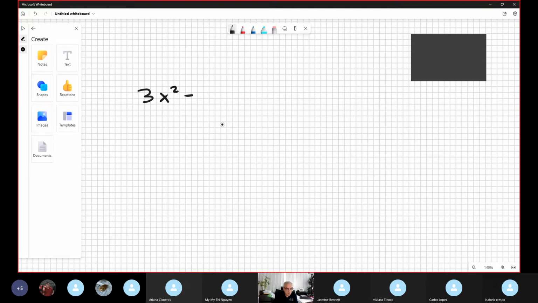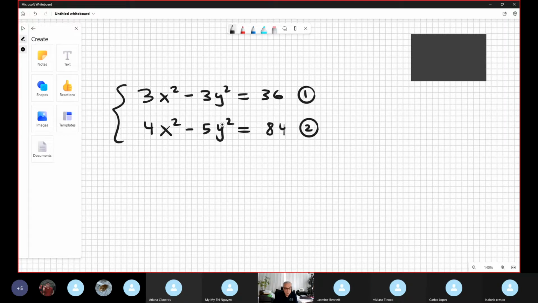3x squared minus 3y squared equals 36. This is my first nonlinear equation. And my second is 4x squared minus 5y squared equals 84. This is a system. Both equations are nonlinear. What happens in this situation? Never substitution. Never.